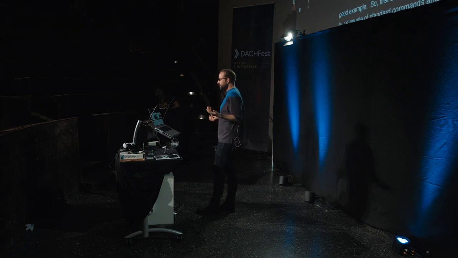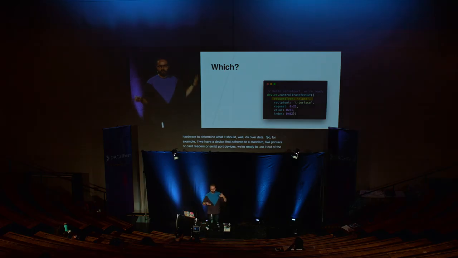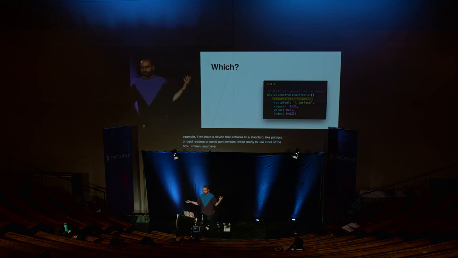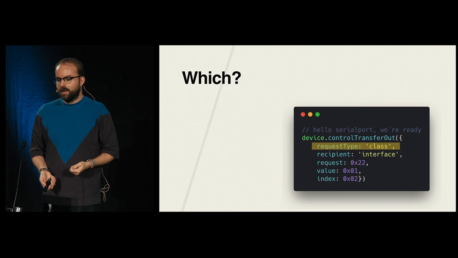For example, if we supply that request type of class and have a device that adheres to some kind of standard, like printers do, or card readers, or serial port devices, we're ready to use it out of the box. You have other values like vendor, which would be totally vendor-specific, and you would read up their docs, if they have any, to do a proper implementation.